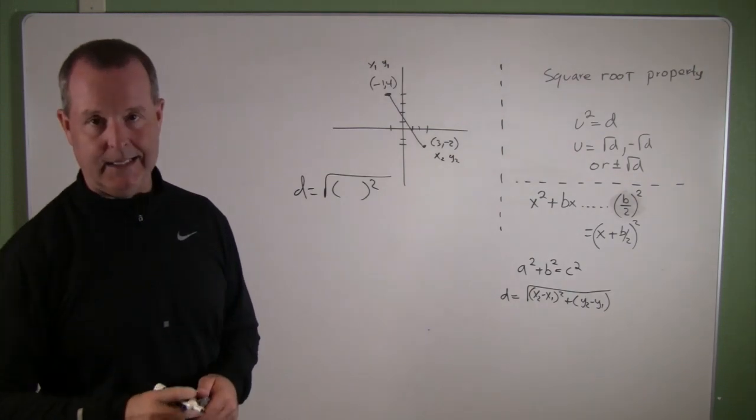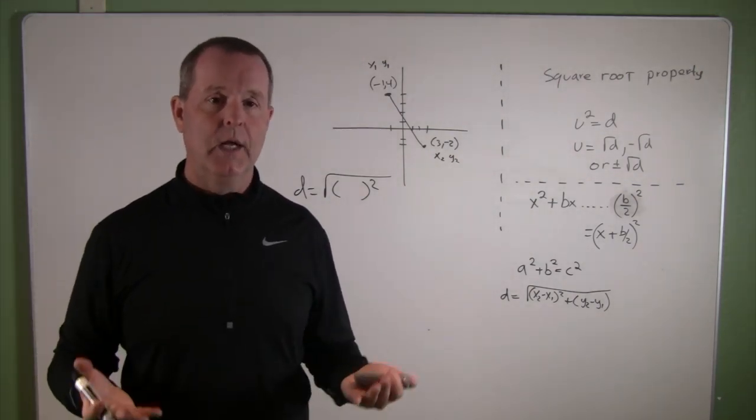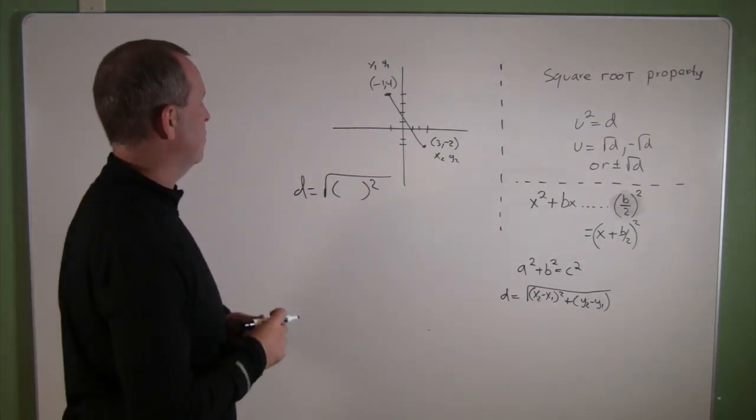That's what the subscripts mean. They're just to identify different sets of points. They're not a mathematical description. They're just more of an illustrative description.